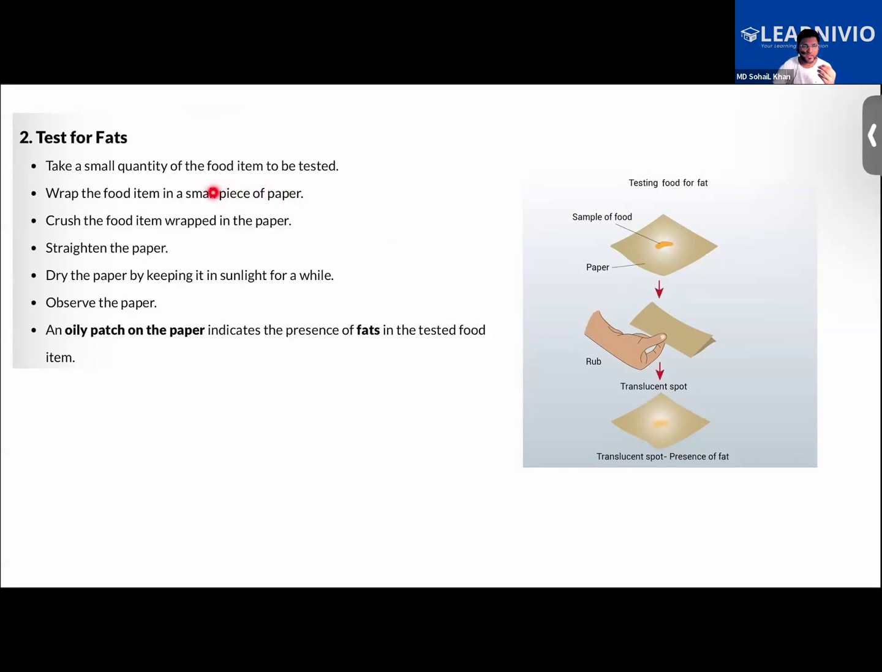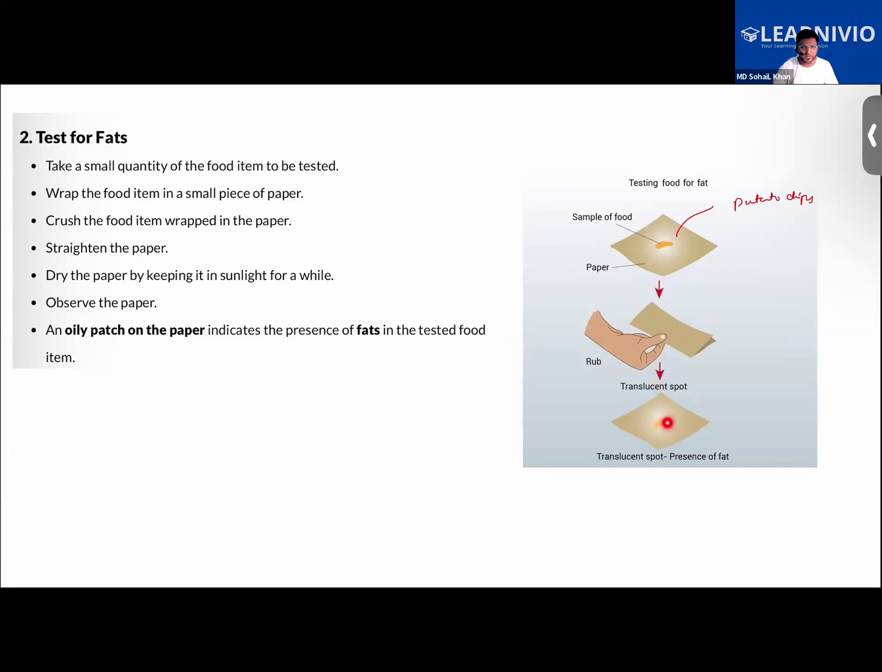We have wrapped that potato chip in a small piece of paper. Here, the sample of the food to be taken is potato chips. We will wrap it in this paper, and now we are going to crush it. We will crush it with the paper and we will rub it also. Then we will straighten the paper like this.